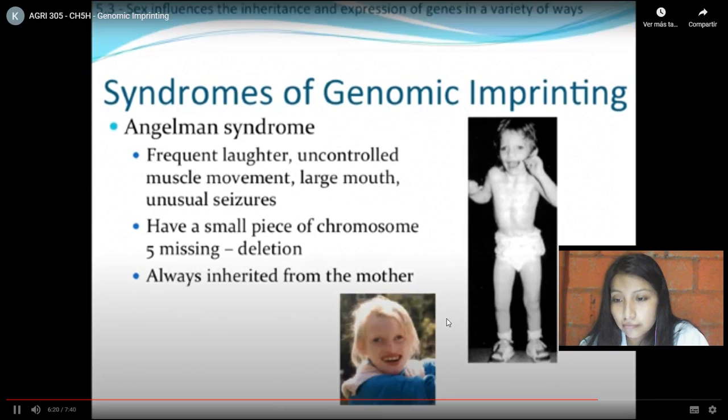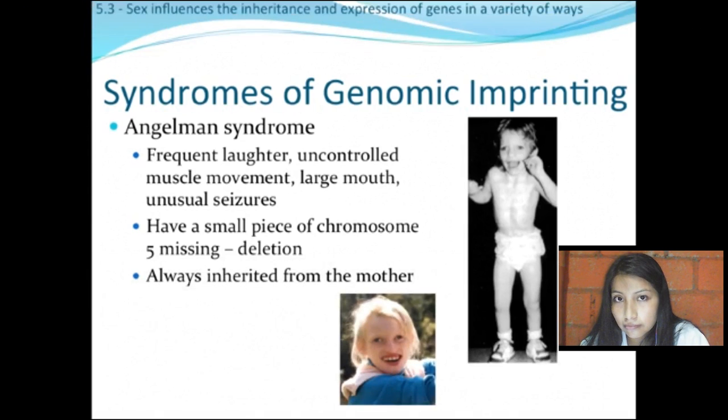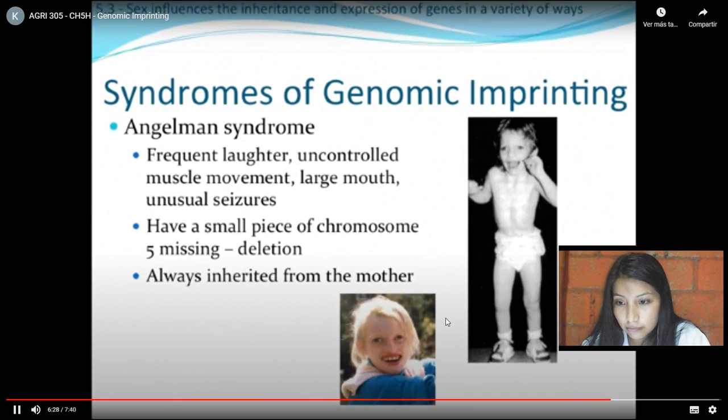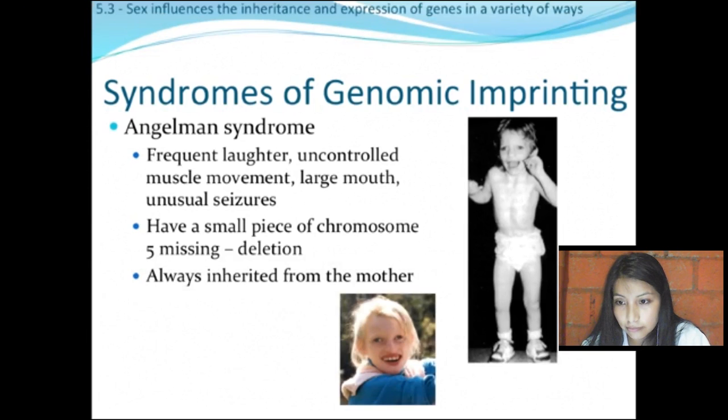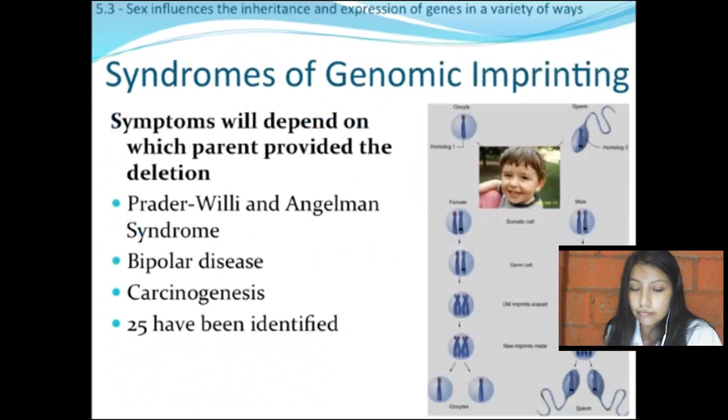And this is also isolated to chromosome 5, and specifically a deletion on chromosome 5. And these individuals end up with this syndrome, and they will inherit it from the mother. So two different syndromes, both on chromosome 5, and very different phenotypes depending on whether they inherited the gene from mom or from dad.